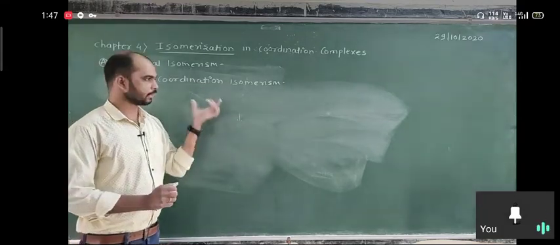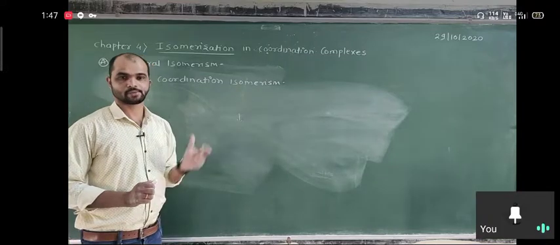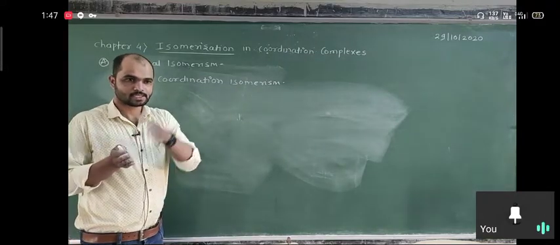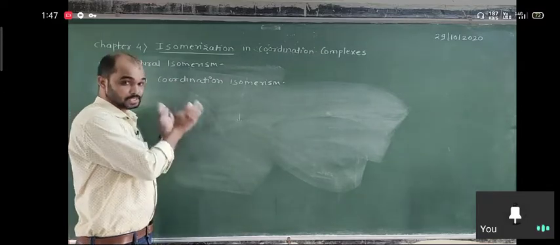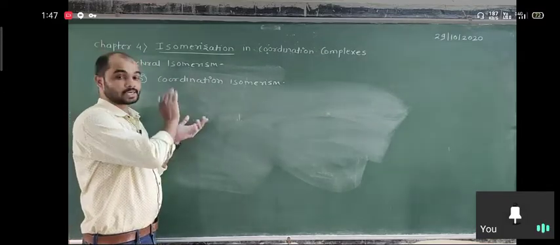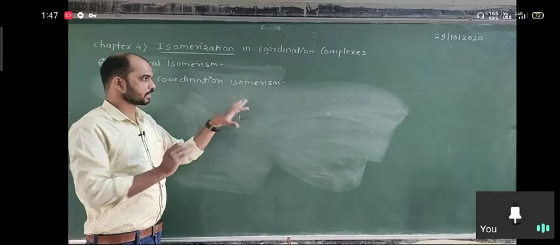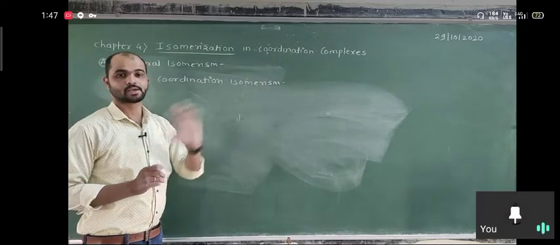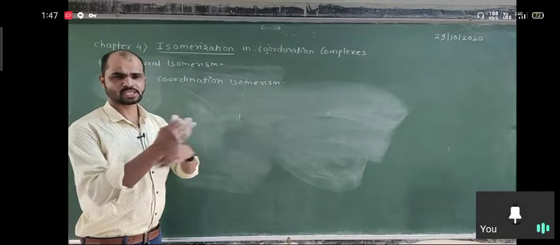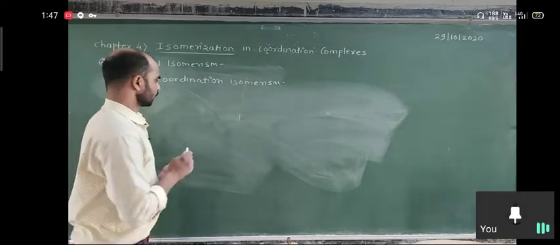Basically here two complexes are given, one complex is a cation and another complex is an anion, both together. In the first case the ligands present in the cationic complex are different from those in the anionic complex, but in the second case the ligands are replaced with each other.